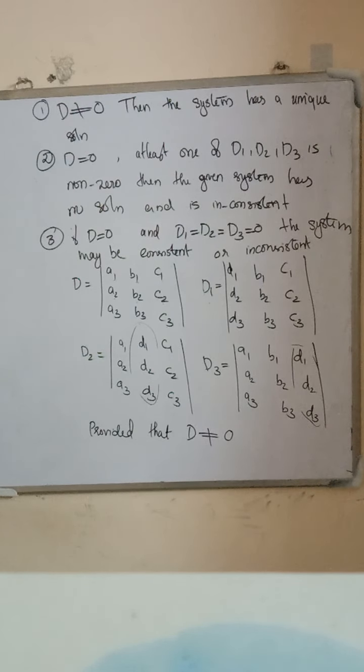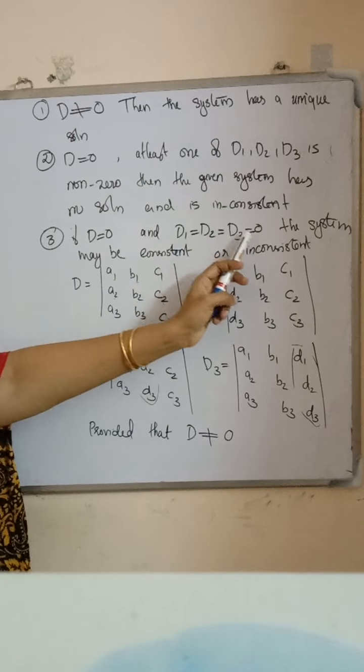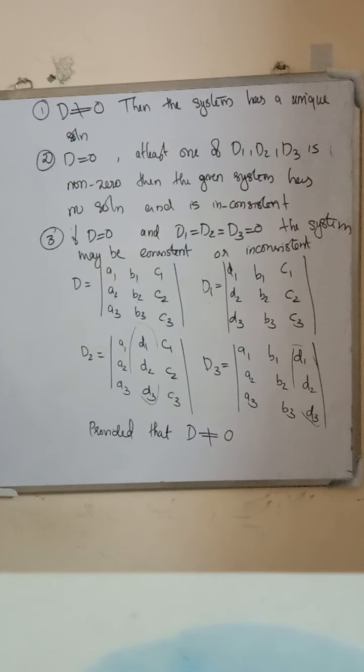Next case: is the system consistent or inconsistent? d is equal to 0 and d1, d2, d3 equal to 0. The system may be consistent or inconsistent. We couldn't say anything about the consistency in this case.